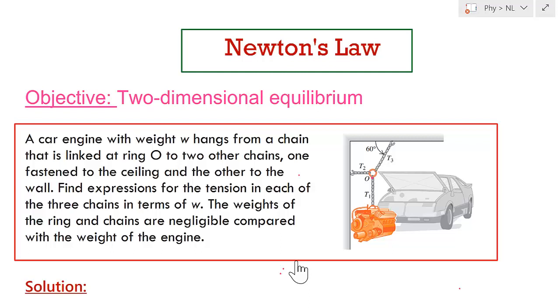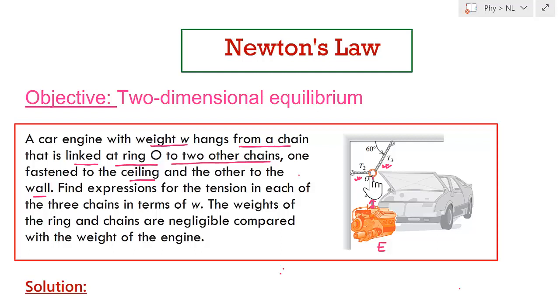This problem says a car engine with weight W hangs from a chain that is linked at ring O to two other chains, one fastened to the ceiling and the other to the wall. So we have a car engine here, and the weight of this engine is given, that is W. Now this engine is hung from a chain. One end of this chain is attached to the engine and the other end is attached to a ring. And this ring is also supported by two other chains, this one and this one. One chain is inclined and the other chain is horizontal.